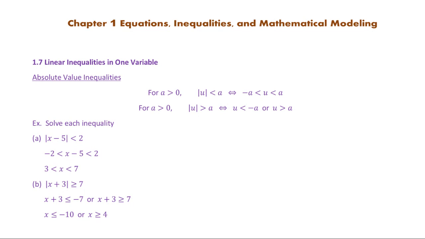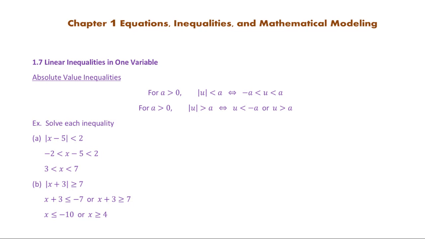So let's do two examples. The first example is the absolute value of x minus 5 less than 2. That's the first case. So u here will be x minus 5. We can rewrite this absolute value inequality as a composite inequality: negative 2 less than x minus 5 less than 2. So here a equals 2, and u is x minus 5.